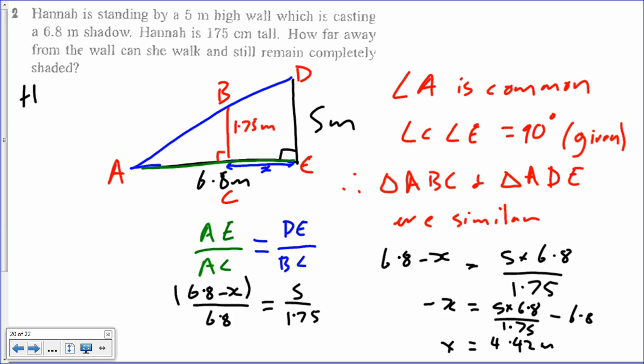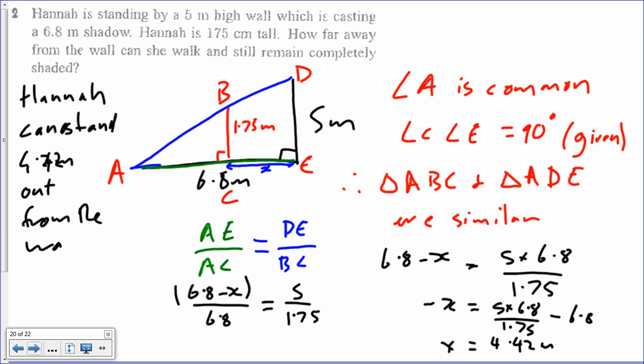Now Hannah can stand 4.42 meters out from the wall.